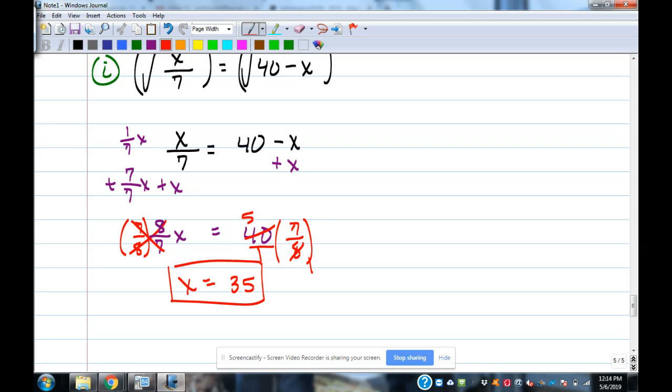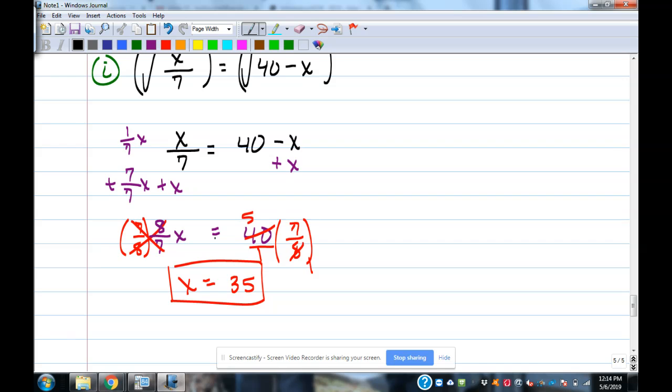Technically, I should go back and check that in the original problem. So if I went back to the original, 35 divided by 7 is 5. 40 minus 35 is 5. The square root of 5 is equal to the square root of 5. So this checks in the original problem.